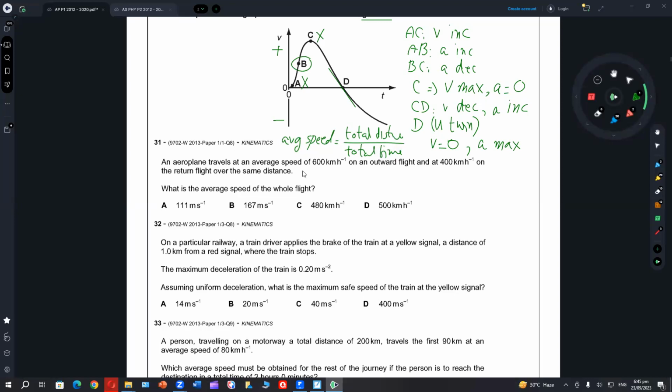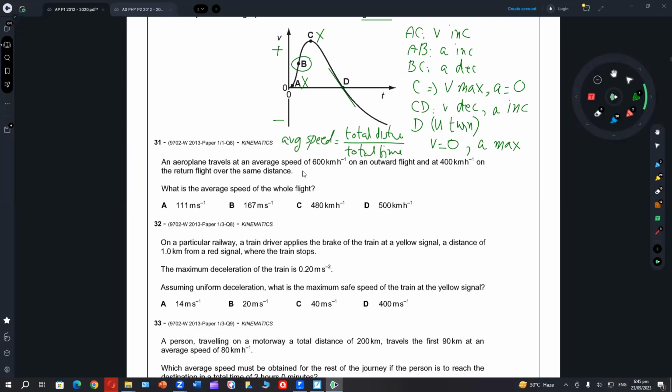But 500, let's double check, because half U plus V is actually a formula when an object is moving in one direction. It's an outward journey 600 and an inward journey of 400. Distance is overall the flight over the same distance. Okay. So now can you try double check?